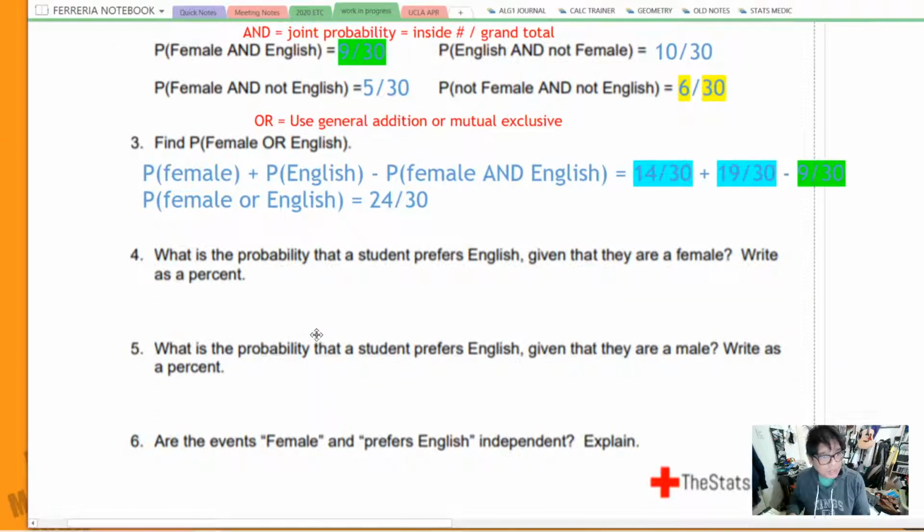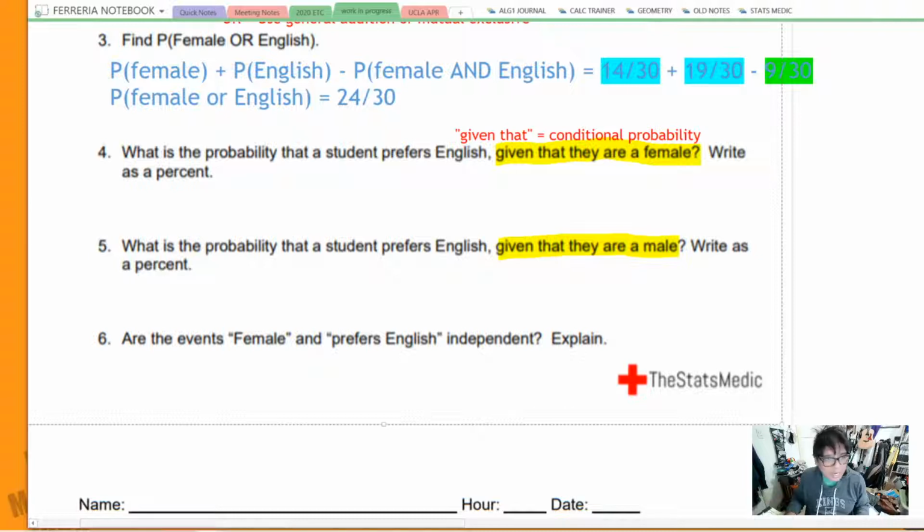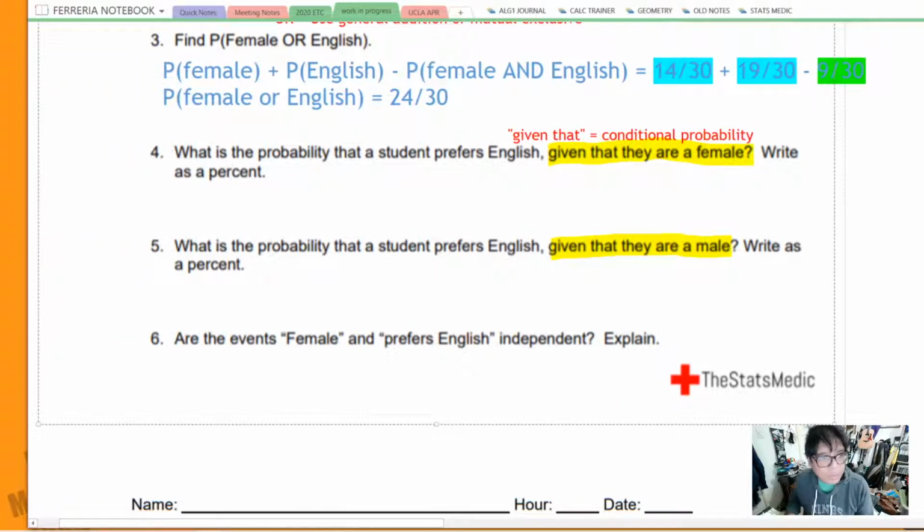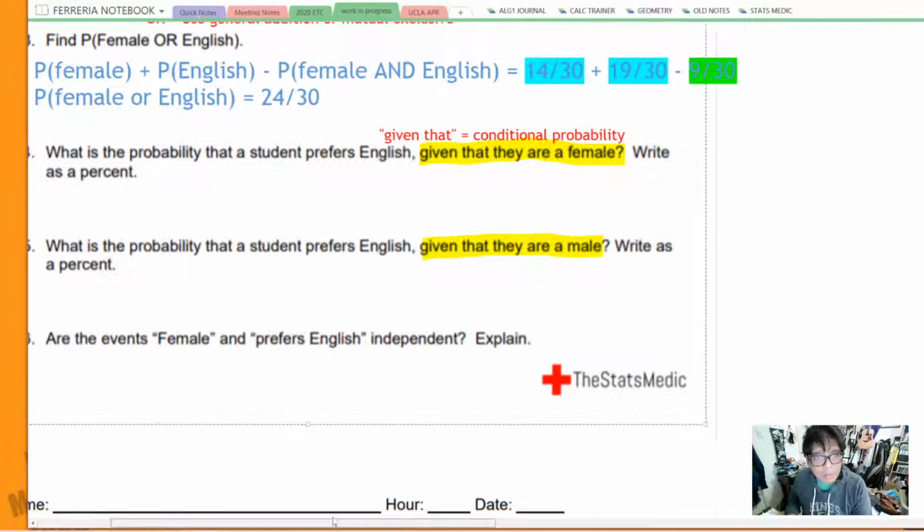So this is going to be called conditional probability. And you're going to look at all of these. These next two, they have a condition: given that they're male, given that they're female. So I'm going to examine a little bit more about what this means. Question 4 says, what is the probability that a student prefers English given that they are female?